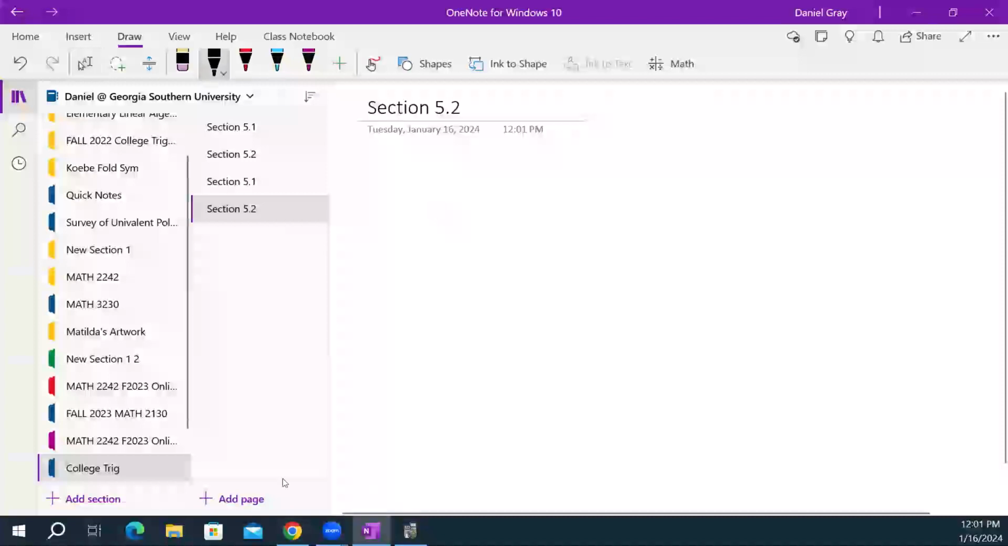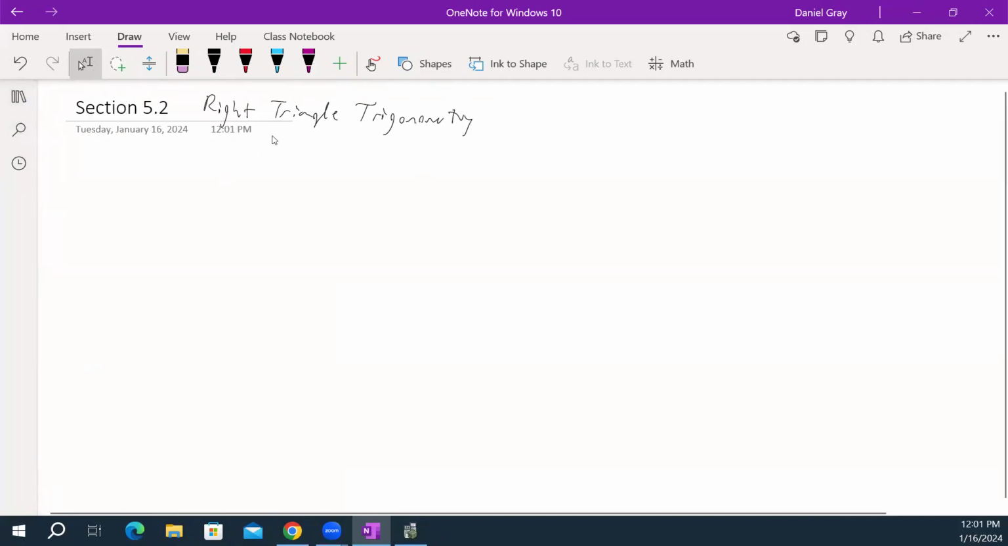Okay, so section 5.2 is called right triangle trigonometry. Really, I guess I should start off with a formal definition of what a triangle is, but I think we kind of know what a triangle is, right? So I'm not going to bother with that.